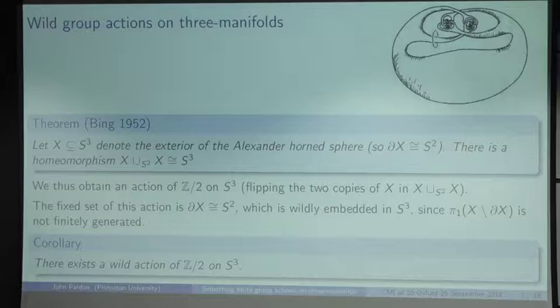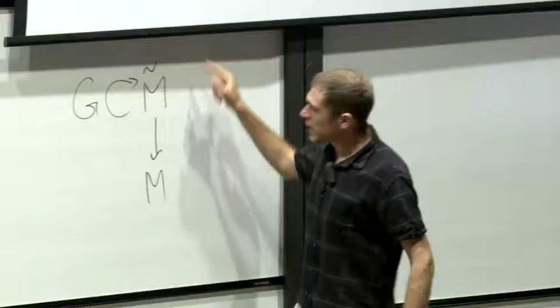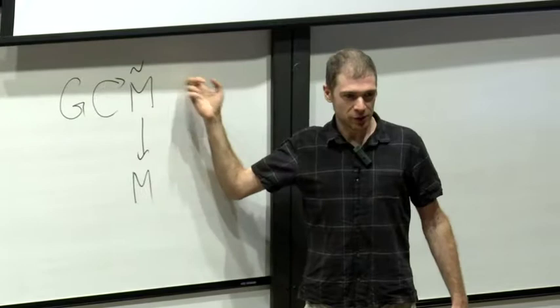Okay, so just to contrast this with this example, this is a free action. So locally, there's no problem smoothing it. On the other hand, in this example, we found that it was wild by looking at what the fixed set is. That's where the wildness comes from, how it behaves near the fixed set.